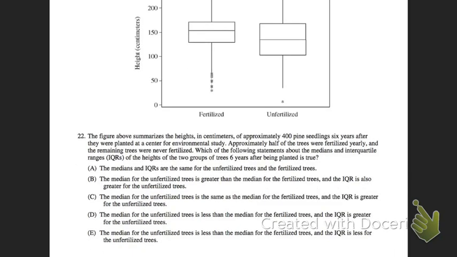I hope that most of you got this one. So we're comparing the medians. The median is less for the unfertilized than the median for the fertilized. And then the IQR, which is this box, is greater for the unfertilized. So it should be D.